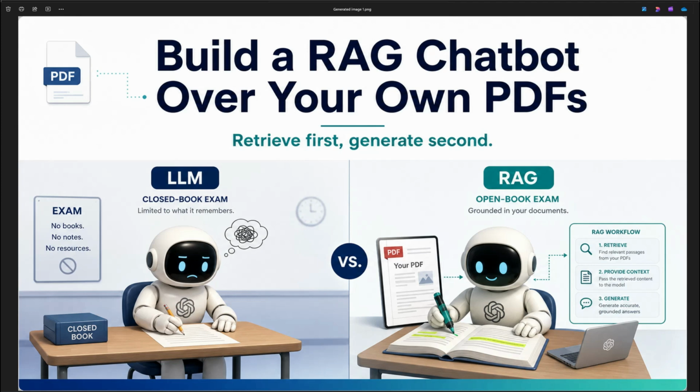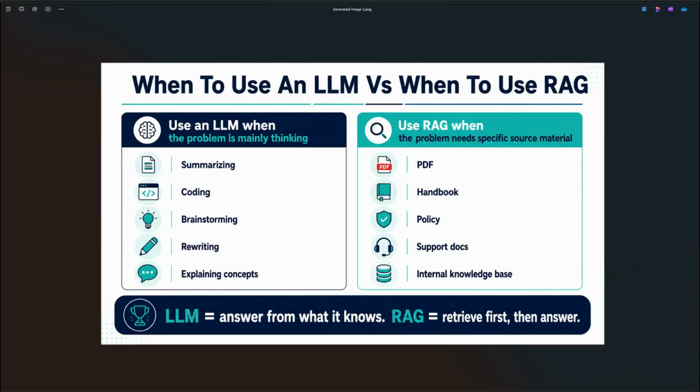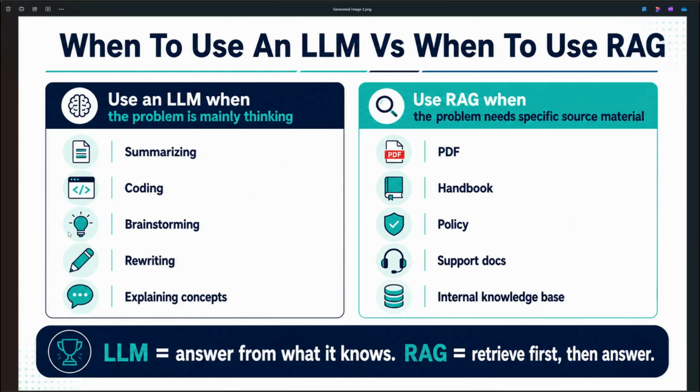LLM means answer from what the model already knows. RAG means retrieve first and then answer. So there are a few examples where an LLM is enough, right? An LLM is enough for summarizing text already pasted in the prompt, rewriting an email, generating code from requirements, explaining concepts like APIs, recursion, or databases, or brainstorming ideas. And where RAG is a better fit is answering questions about your own knowledge in a PDF, querying a company handbook, support bots grounded in official documents, legal, policy, and compliance documents, or even an internal knowledge base.